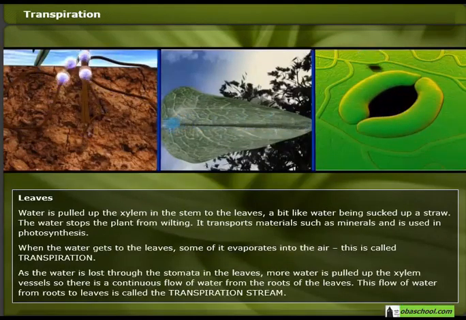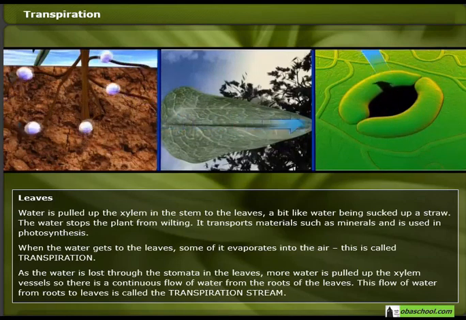Leaves. Water is pulled up the xylem in the stem to the leaves, a bit like water being sucked up a straw. The water stops the plant from wilting. It transports materials such as minerals and is used in photosynthesis.